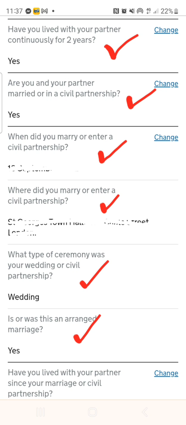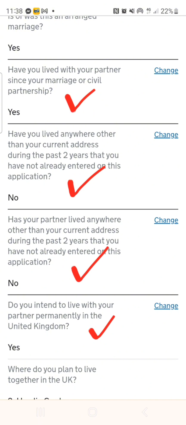Yes. Are you and your partner married or in a civil partnership? Yes. When did you marry or enter a civil partnership? The date. Where did you get married? The place name. All the partner details here, you and your partner details.